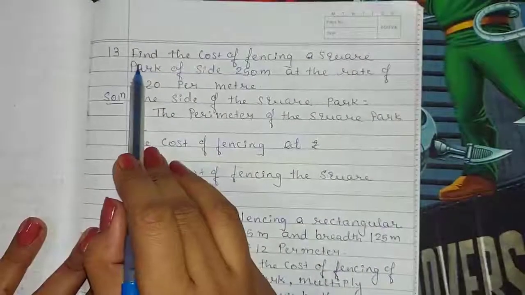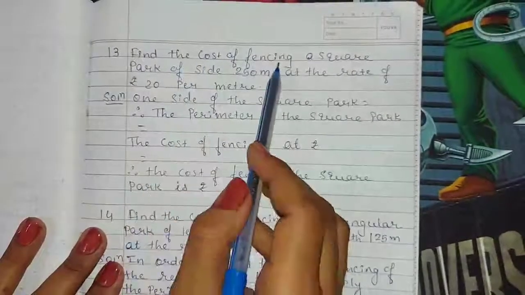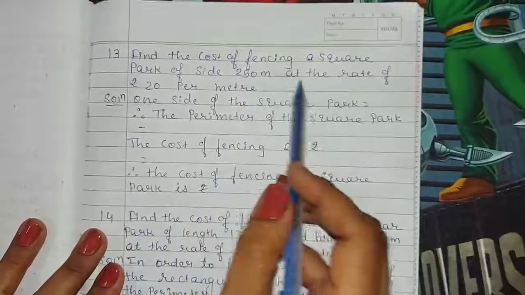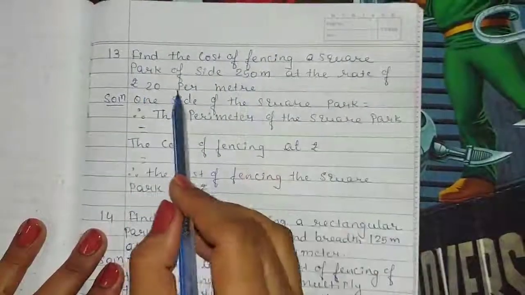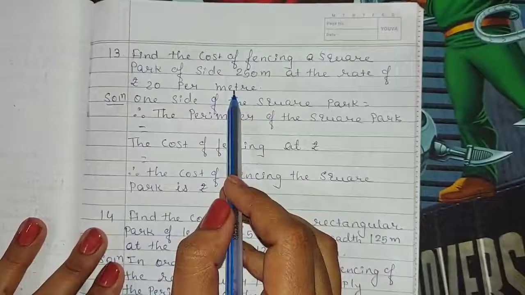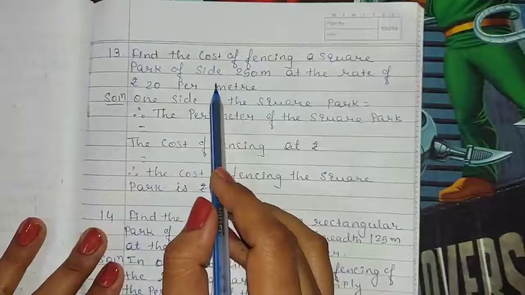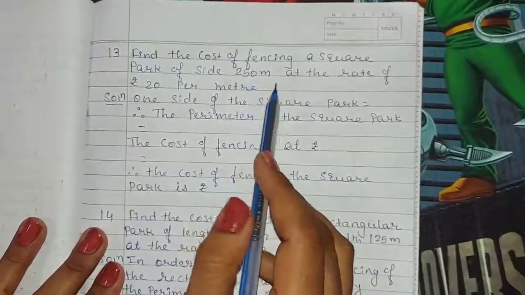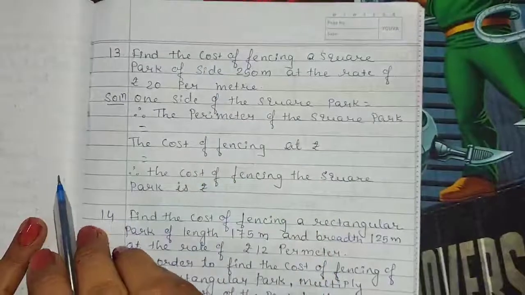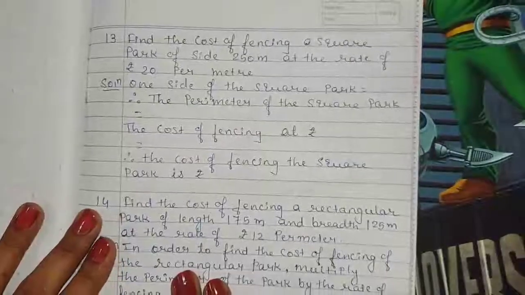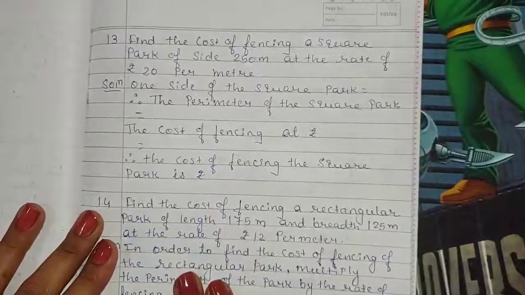Question number 13. Find the cost of fencing a square park of side 250 meter at the rate of rupees 20 per meter. So we have to find how much cost of fencing is there for a square park. The side of the square is given as 250 meter and the rate for 1 meter is rupees 20. So first of all, let us find the total length, the perimeter of the square.